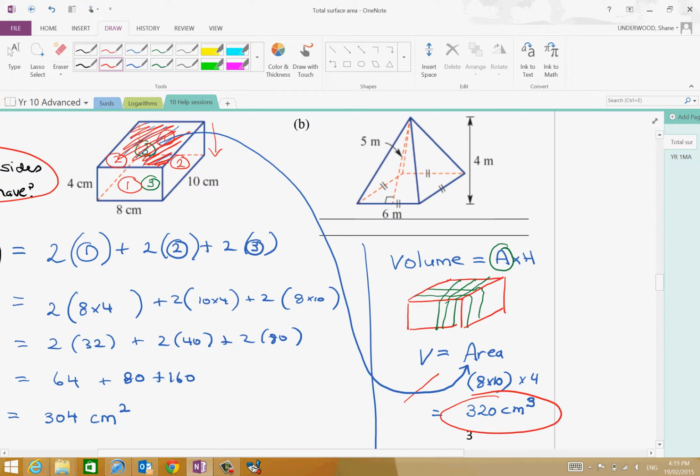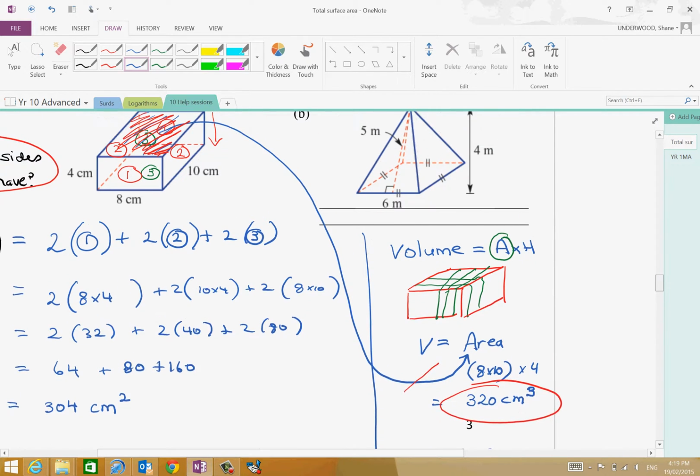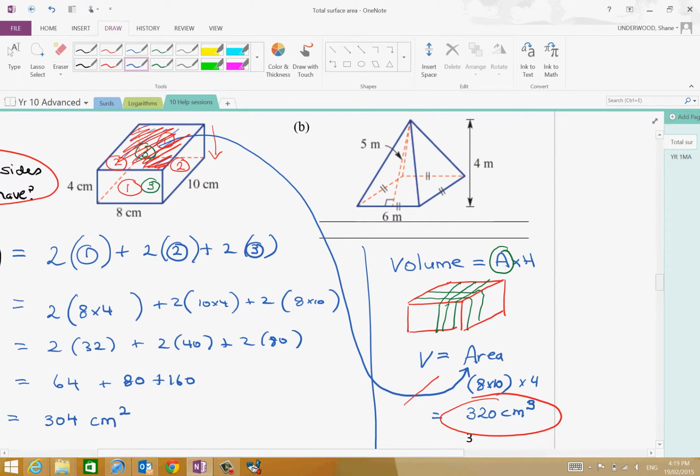And if you think about it, we could have done it another way. We could have worked out a different rectangle, and we could have said 8 times 4, which is 32, and times that by 10, and you're still going to get the same result. 32 times 10 is equal to 320 centimetres cubed. So the important thing when doing volume is you have to have a consistent cross-sectional area. And so when it comes to doing the volume of this shape over here, you need to have a formula.